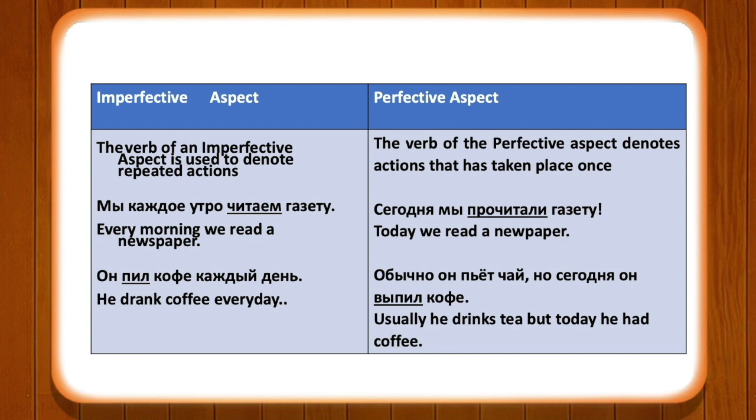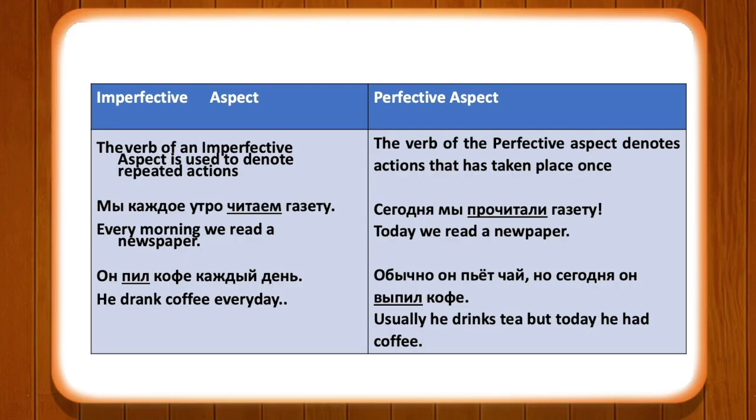So, the imperfective verb indicates a habitual action. So, каждое утро мы читаем газету. In case of perfective verb, сегодня мы прочитали газету, it would mean that today we have read a newspaper. It means that we finished reading the newspaper as a one-time action.